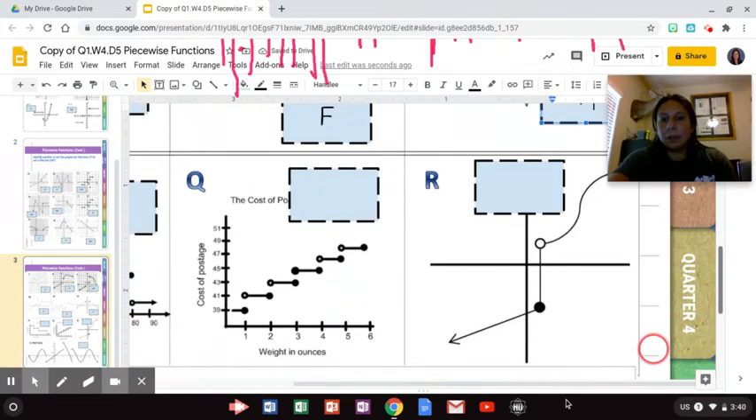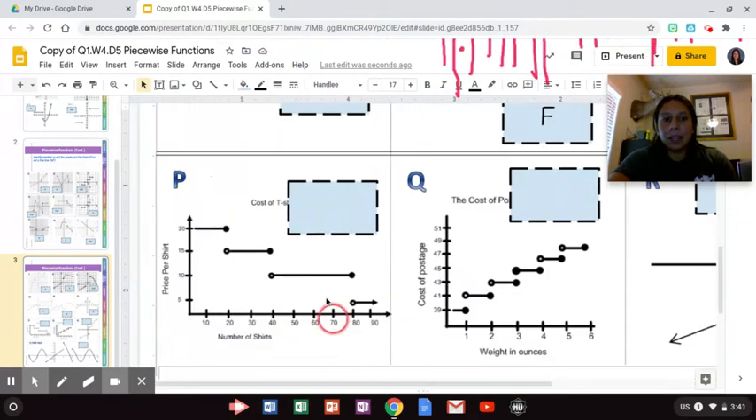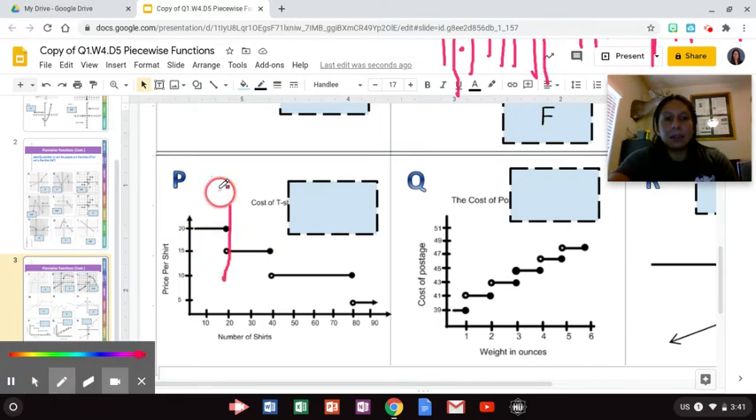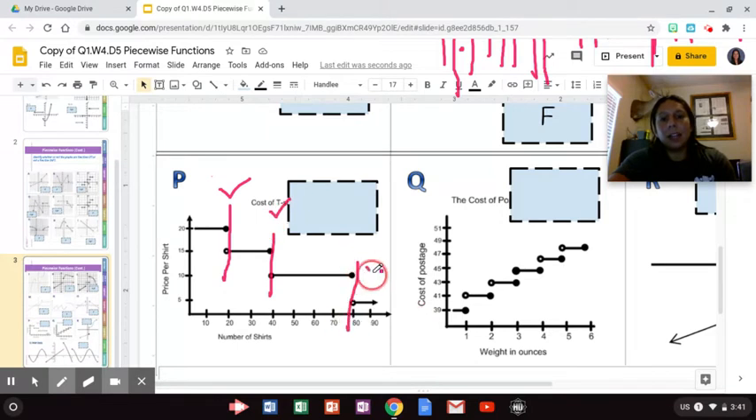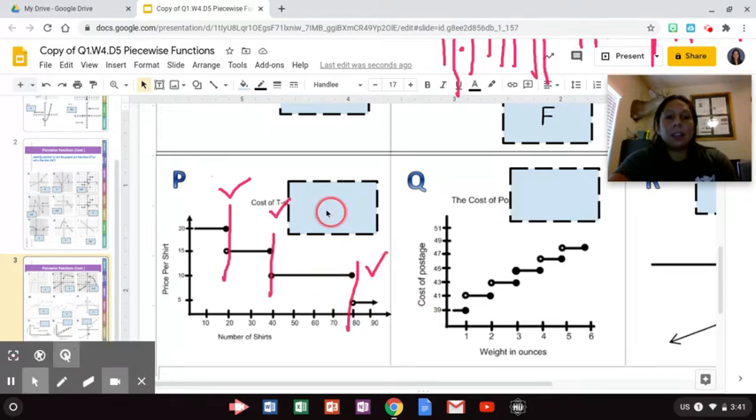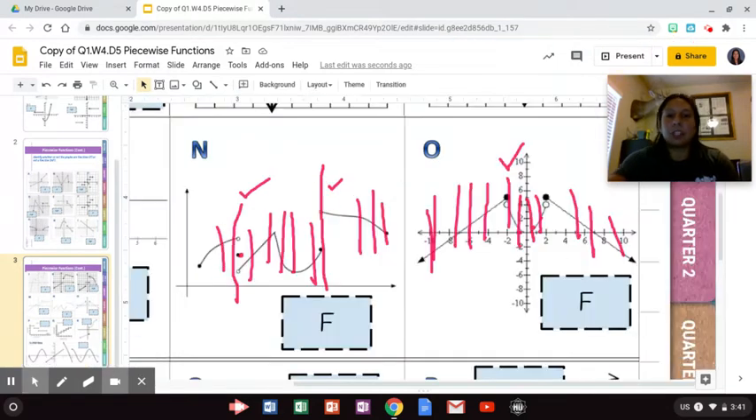Looking at the bottom, P, if you look, you have a closed and an open. That's okay. Next, right here, that's okay. Closed and an open, that's okay. So this one right here, P, is a function.